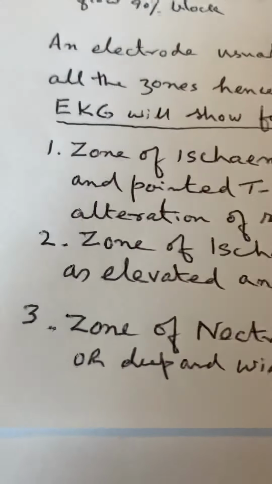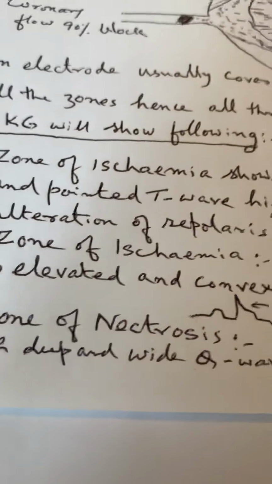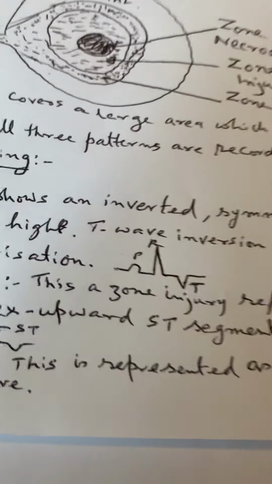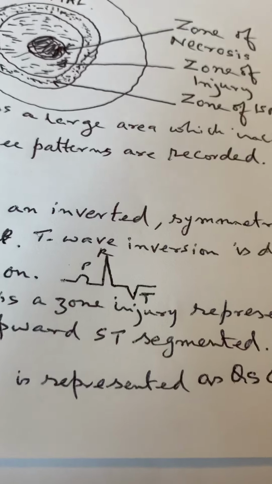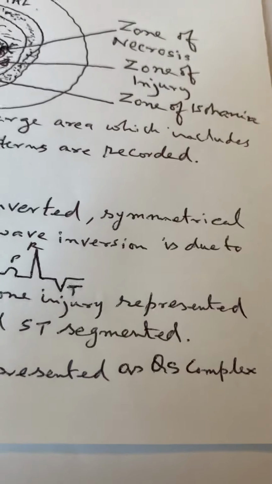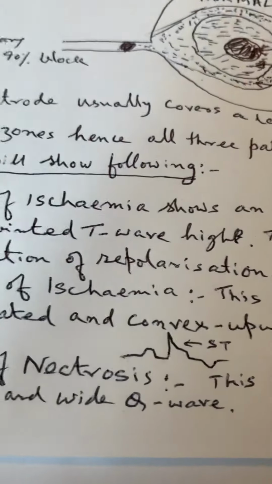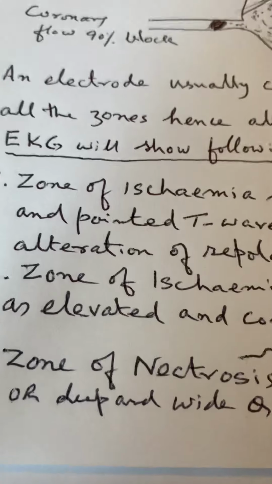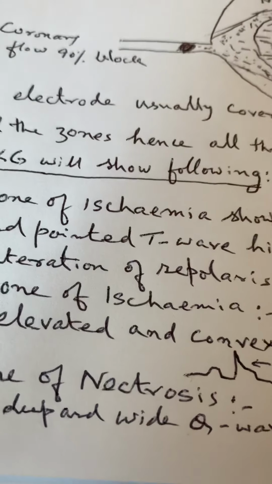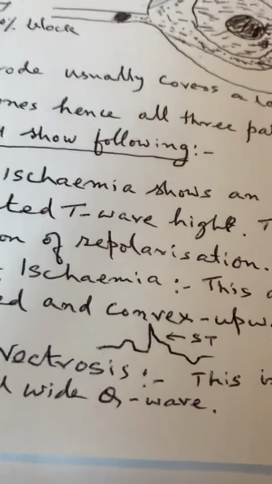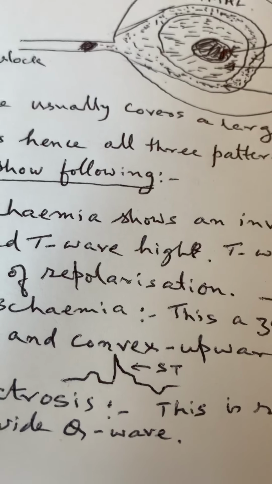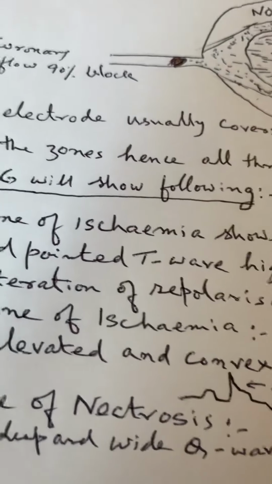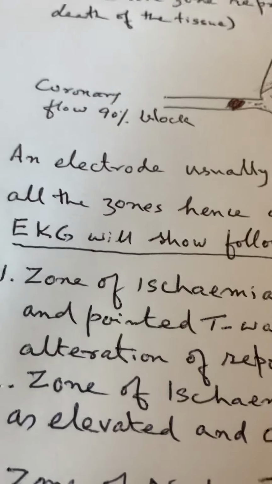Second zone. Third is the zone of necrosis, that is the death. This area is represented as a QS or Q wave complex, and it is an abnormal Q wave which is deep and wide, and this suggests that the tissue in this area is dead. So these are the three zones that you will see, and this is how it evolves.